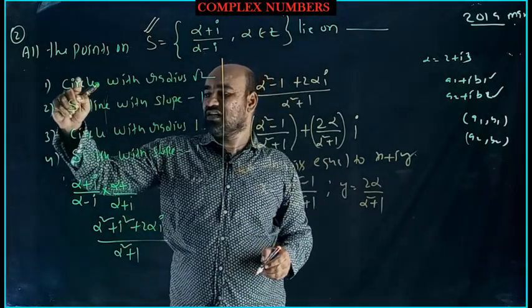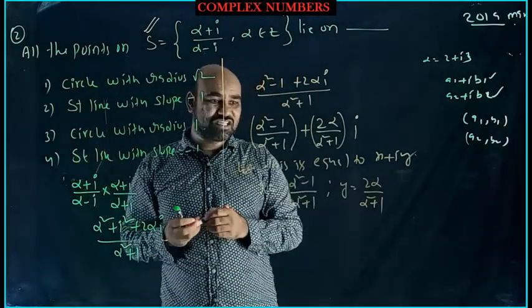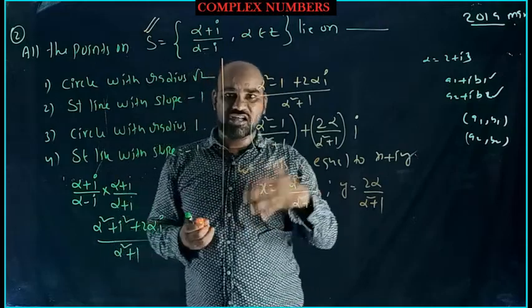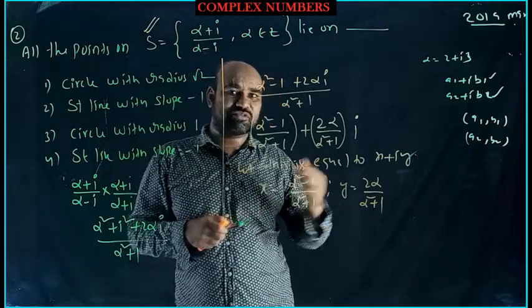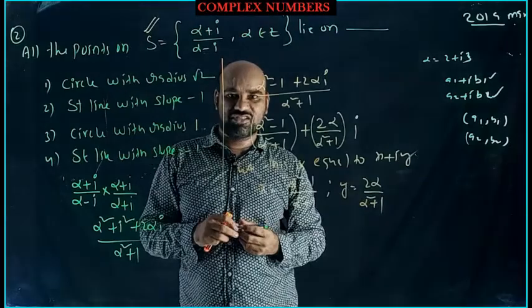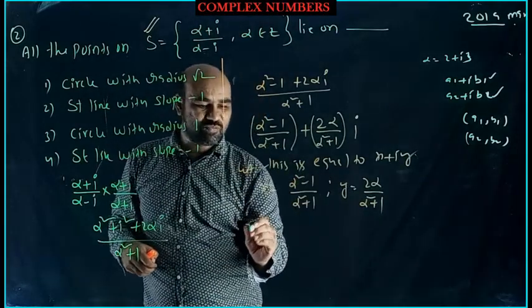Sometimes a circle is given, sometimes a straight line is given. Now I want to check whether it gives a circle or not. If it gives a circle, x square plus y square should be some constant. So that's why I want to find x square plus y square here.